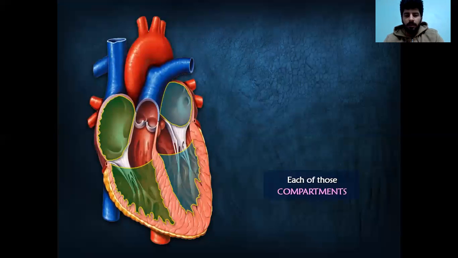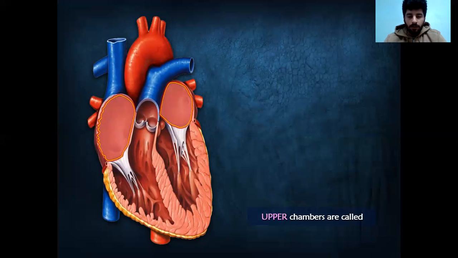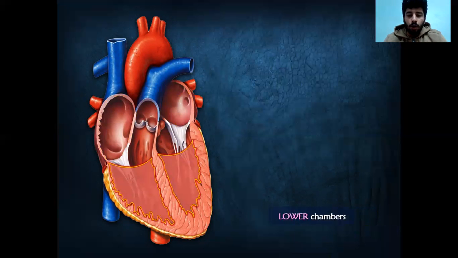Okay, you can easily see it in the diagram, 2 in green, 2 in blue. So we say that our heart is 4-chambered. The upper chambers are called atria. If it is talking about a plural form, it is atria. If you're talking about one chamber, it is atrium. Whereas the lower chambers are called the ventricles. So the upper chambers are atria and the lower chambers are the ventricles.